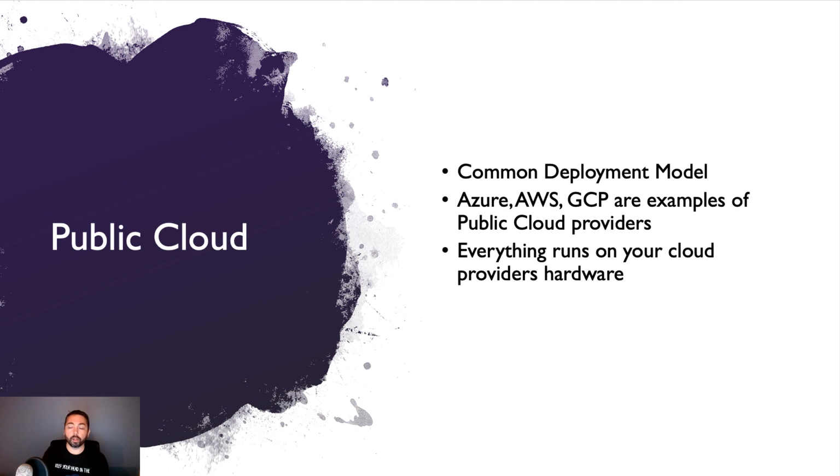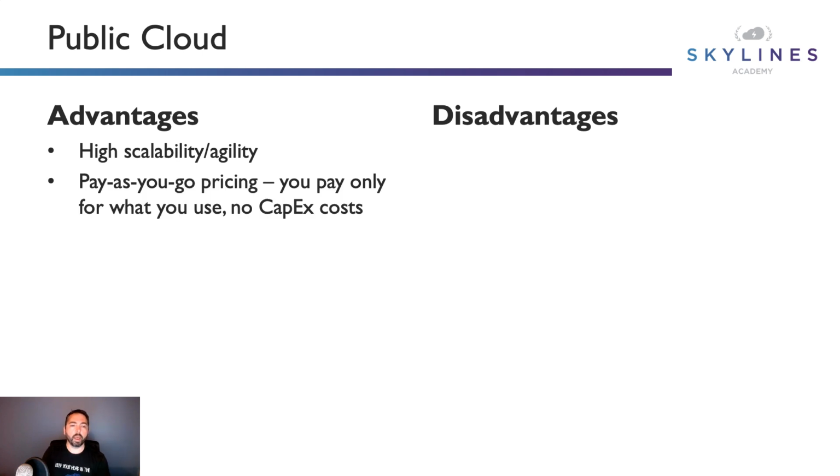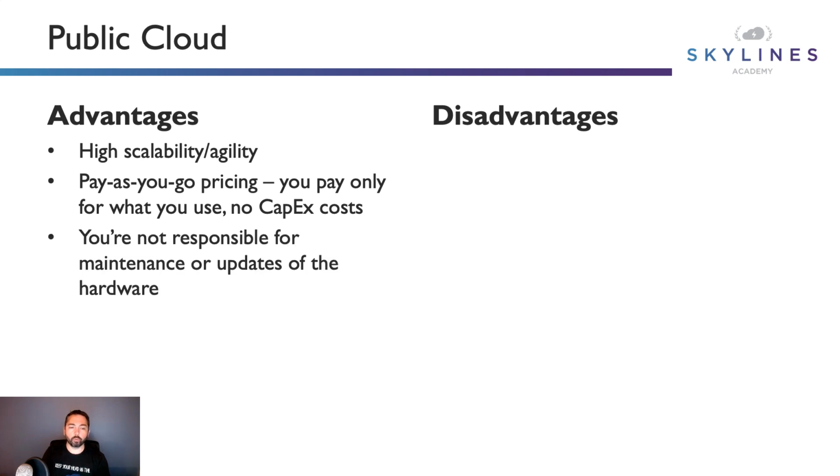Everything runs on your cloud provider's hardware, as we've talked about, with some of those economies of scale too. And there are some advantages and disadvantages. So with public cloud, high scalability, high agility. We talked about some of that in the first episode. Pay-as-you-go pricing, again, we talked about Capex and Opex. You're not responsible for maintenance or updates of the hardware. This is a big thing. People spend a lot of time making sure the data centers are maintained. Microsoft would take care of that for you in the Azure scenario, and minimal technical knowledge is required to get started.